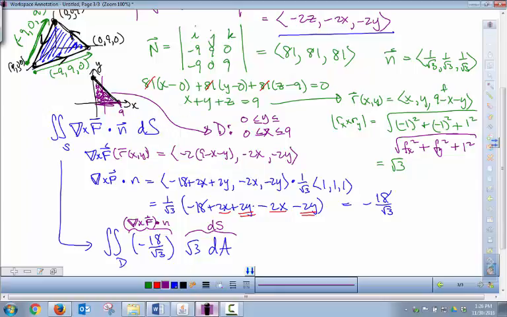This line, by the way, is what? 9 minus X. That's when Z is equal to 0, right? So if you look at the plane, set Z equal to 0, and then you have X plus Y equal to 9. So Y is equal to 9 minus X. So this is our domain.